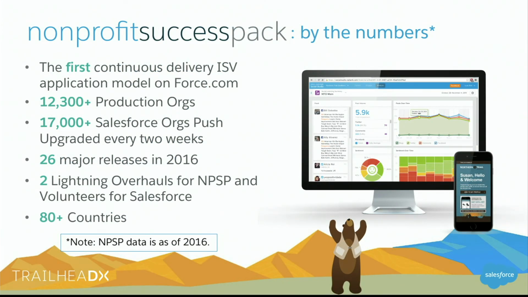By the numbers, at the end of last year, we now have 12,300 nonprofits using the NPSP, which represents roughly 50% of the overall 30,000 nonprofits who are using Salesforce.org as their primary deployer of Salesforce. The important thing to know about this is that because we're community driven, we move very fast. We push upgrades to the NPSP every 2 weeks like clockwork, which means last year there were 26 major and minor releases, spanning 80 countries, by the way.